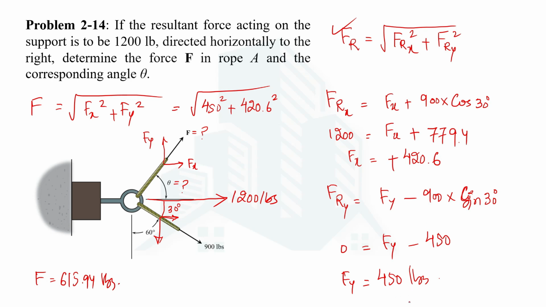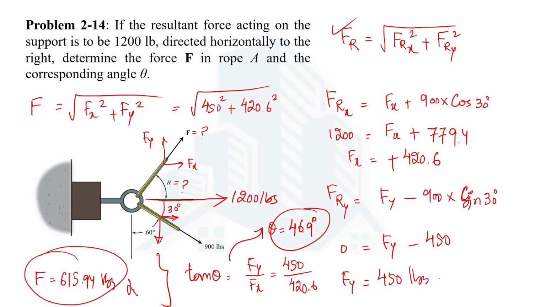Both are positive values. Now determining theta is quite simple. You can use the tan theta formula, which is Fy divided by Fx. Fy is 450 divided by 420.6. So from here you will have theta, and on doing calculations you are going to get theta as 46.9 degrees. So now we have got both the answers that were asked of us. This is how you can use the resolution of force vectors and composition of the force vectors in order to determine this kind of problem.